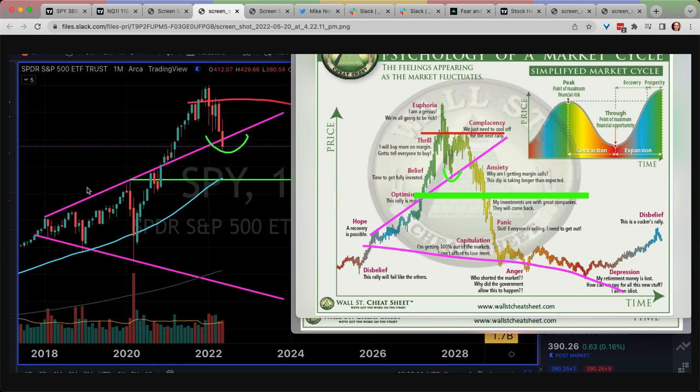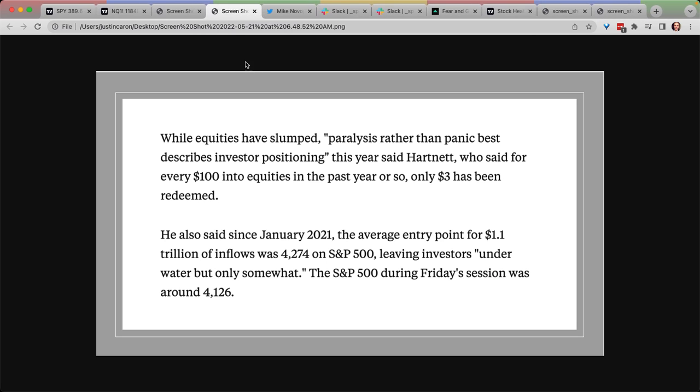On the left-hand side, we have the S&P 1-month chart. On the right-hand side, we have the psychology chart. And again, I have a color-coded set of a few different lines here just to get an idea as to whether or not our emotions are getting the best of us and whether the price action can tell us what's actually happening. So now we're going to close this out, and we've talked about this already.